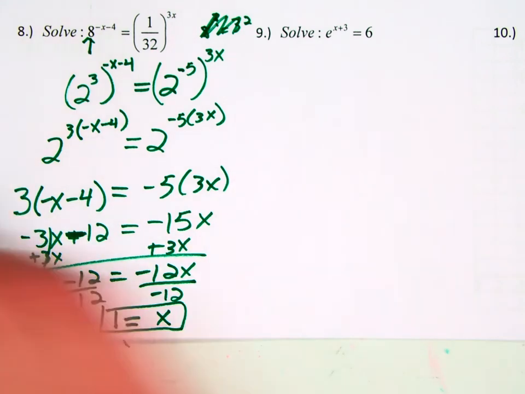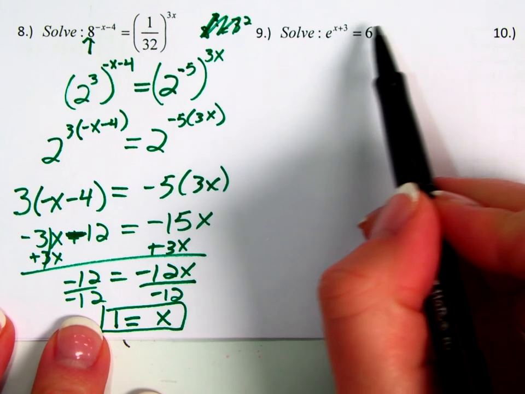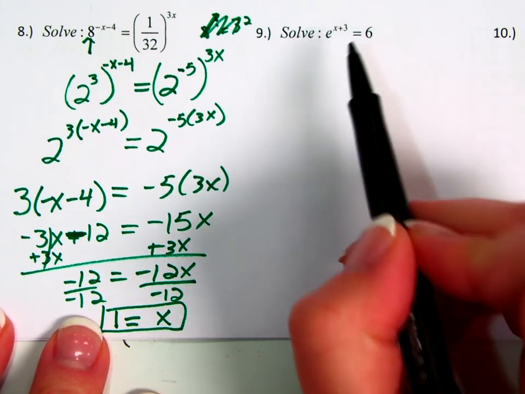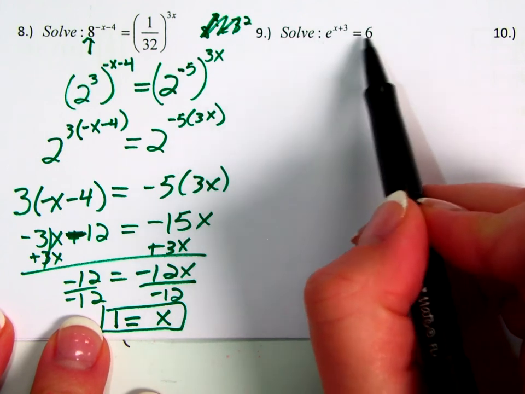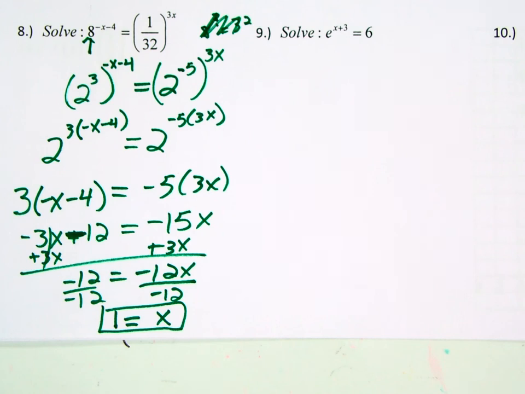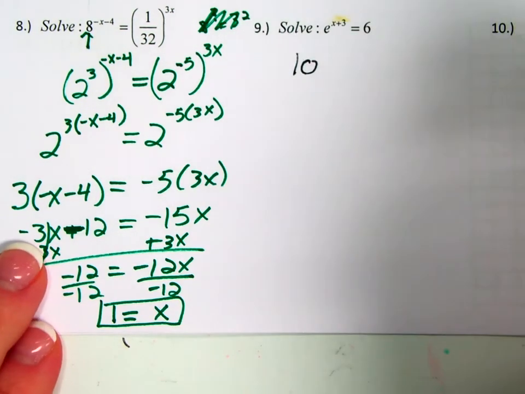All right, so let's look at number 9. Number 9 asks us to solve this. Now again, when I look at this, there are only exponents on one and not on the other one. That tells me that I don't have to make the bases the same. And I know I can't make the bases the same because e is the base on this one, which means we're going to have to change it into logarithmic form to get the exponent, the variable, out of the exponent.